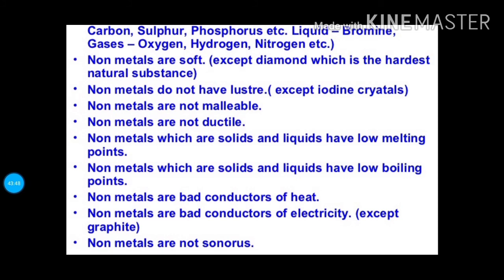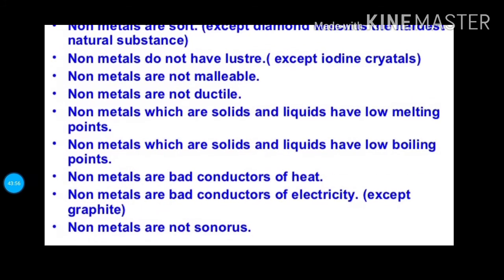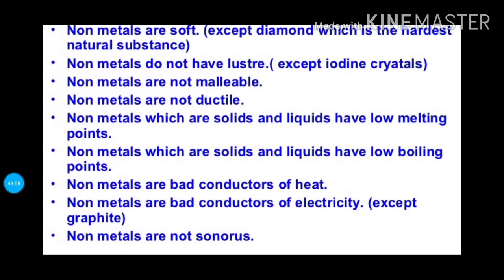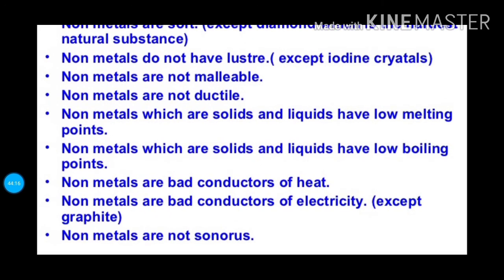Non-metals are bad conductors of electricity. Here you can see one more exception case, that is graphite. Graphite is a non-metal which is a good conductor of electricity. It is not a bad conductor of electricity. I told you that there are some exception cases in metals as well as non-metals. Non-metals are not sonorous. We know that non-metals do not produce any sound.